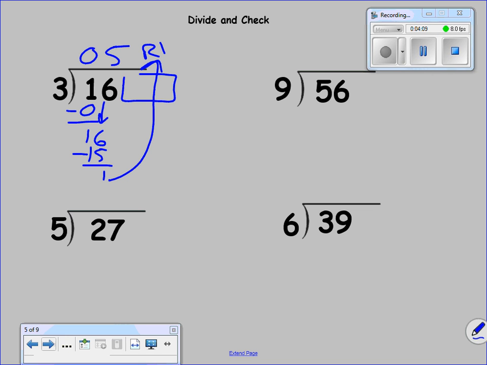9 times what equals 56? 9 times 0. Subtract. Got a 5. Bring down the 6. How close can 9 get to 56? Well, I know 9 times the number equals 54. 9 times 6.